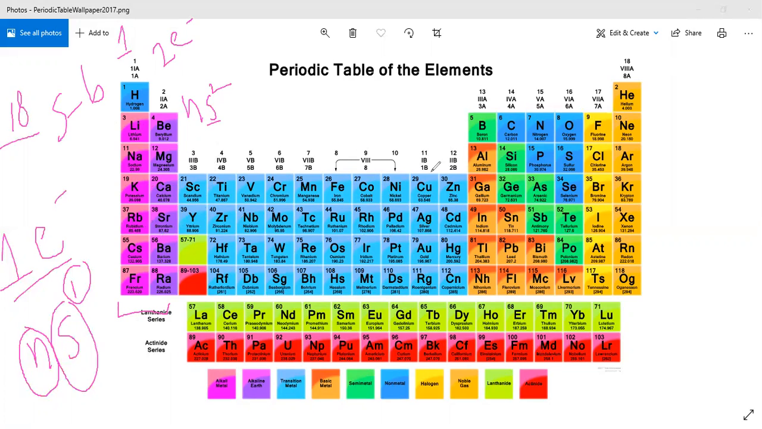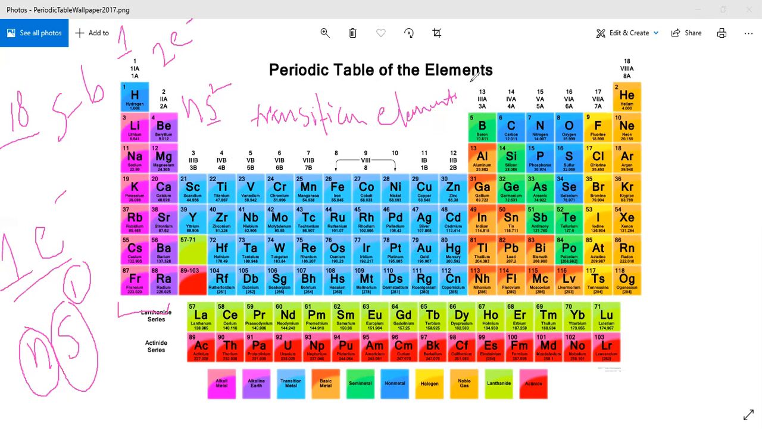These are all named transition elements. This is the d block.